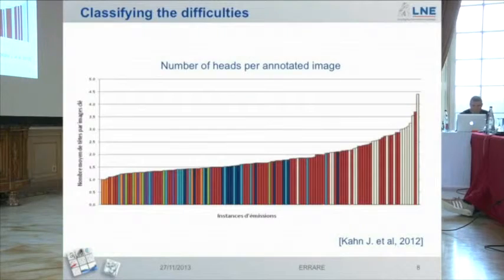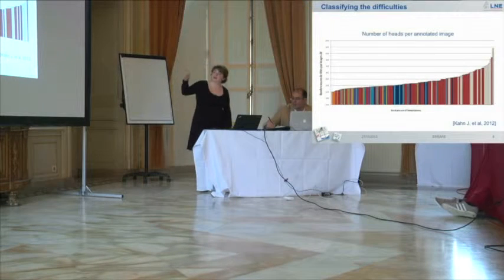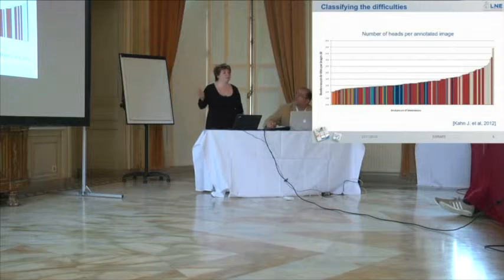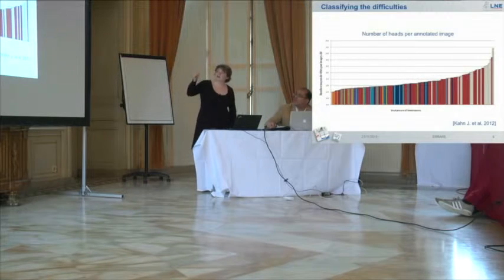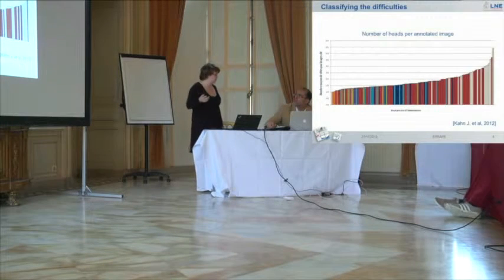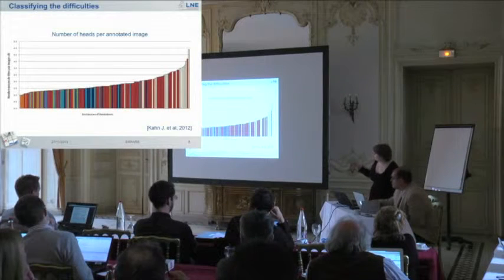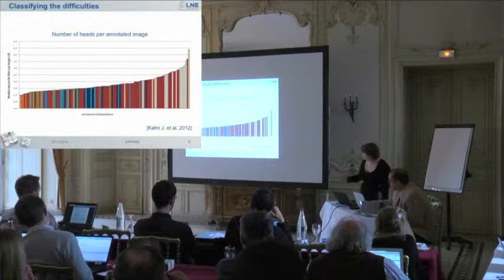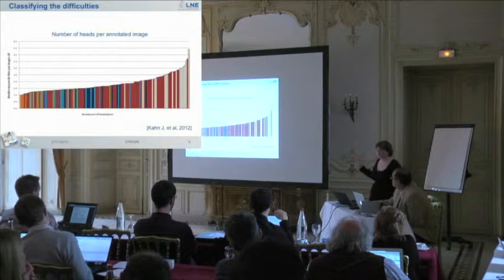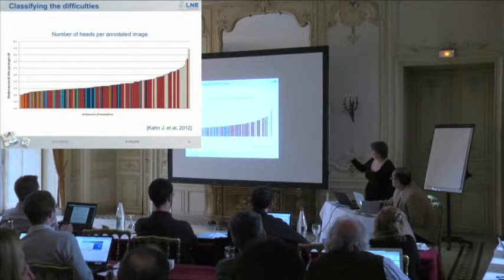And so to classify the difficulty, for example, here you have the number of heads per annotated image, and each color corresponds to a different show, and you have all the utterances that compose the training data sets for the Repere Challenge. And so there are seven different types of shows, and you can see that we can cluster them according to this factor.